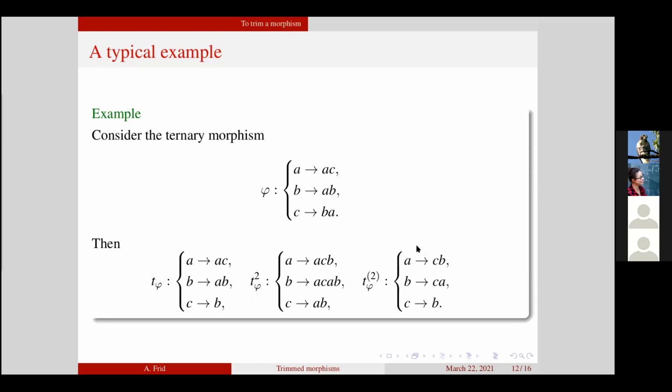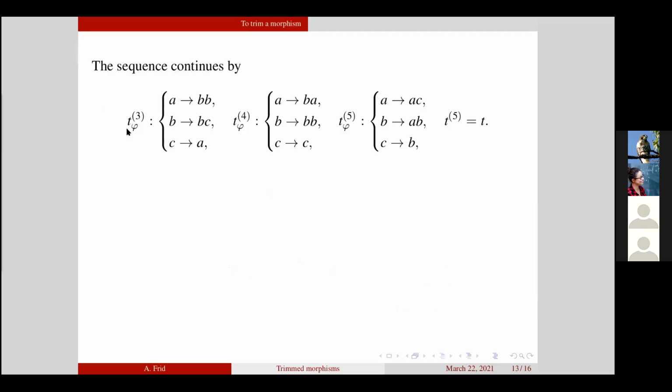We can trim it because, okay, there is the first A, we erase it. There are C, B, which we write. Then there are BA, and there is no need for this B. So we trim, and we obtain the square in the trimmed sense, in the star sense, of this T of phi, and so on. So we can continue to trim the powers of this trimmed morphism. And we obtain that the fifth power is T itself. So it starts with a period of length 4.